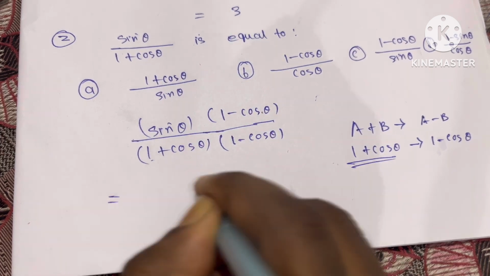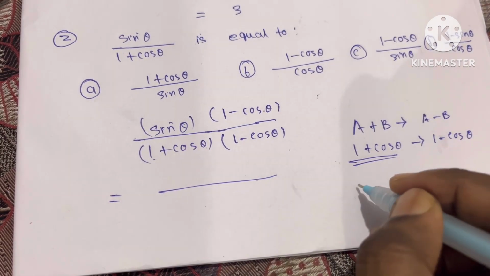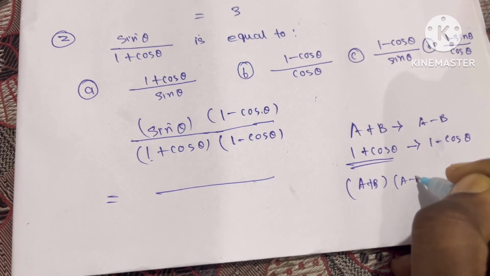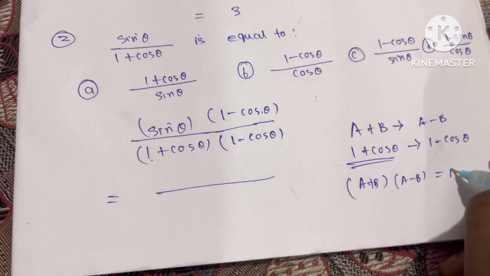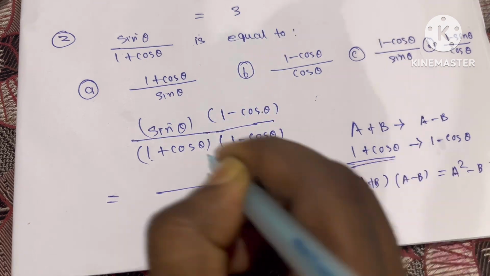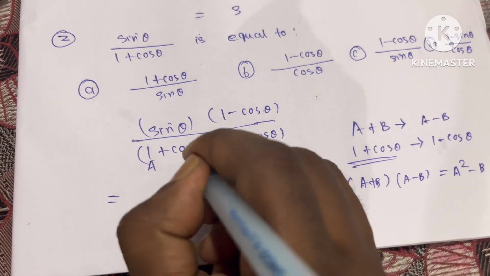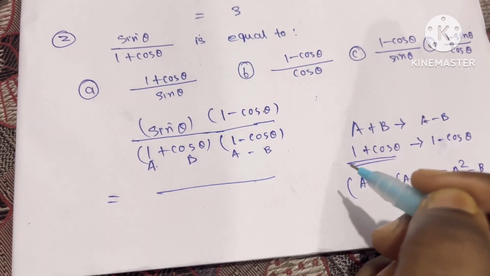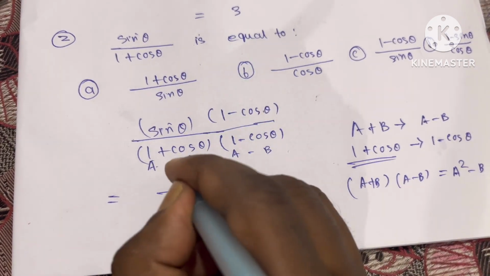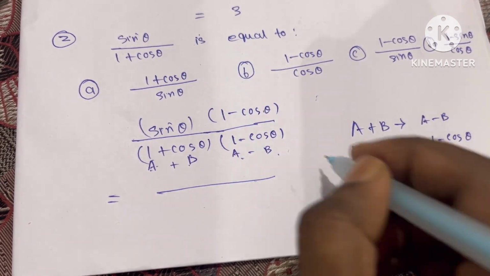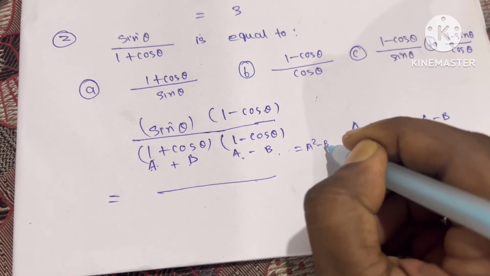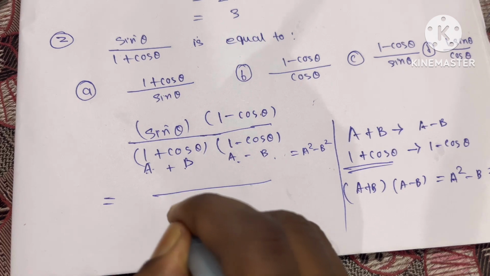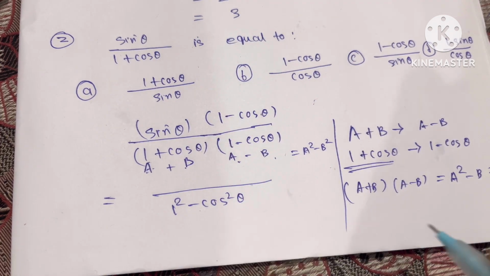In the denominator you get the form of a plus b into a minus b, which is equal to a square minus b square. So this we can consider a and this we can consider b. This is a plus b form and this is a minus b form. So a plus b and a minus b is equal to a square minus b square. So that means I can write 1 square minus cos square theta.